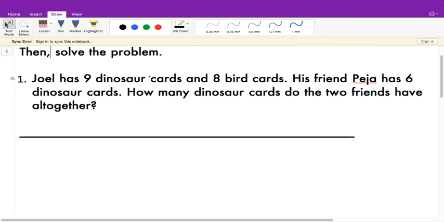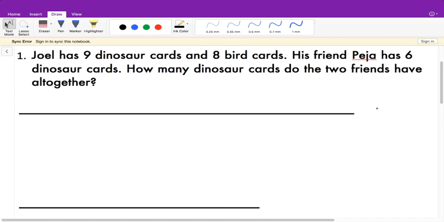Okay, so let's look at the first word problem. Number 1, let's read it together. Joel has 9 dinosaur cards and 8 bird cards. His friend Peha has 6 dinosaur cards. How many dinosaur cards do the two friends have all together?